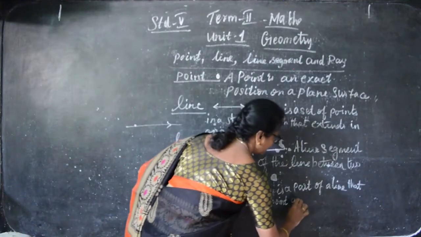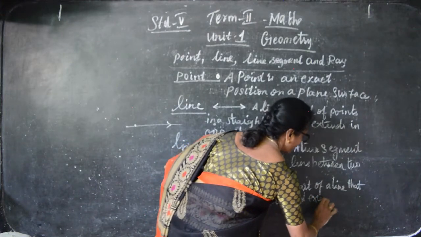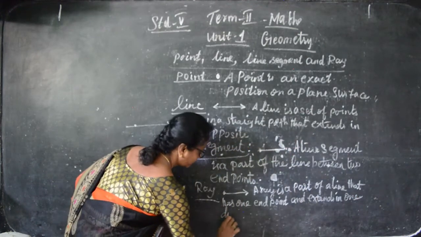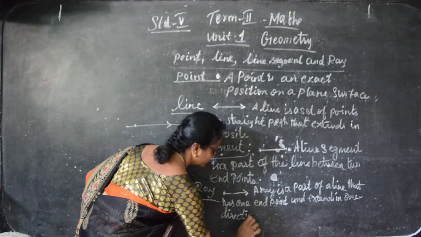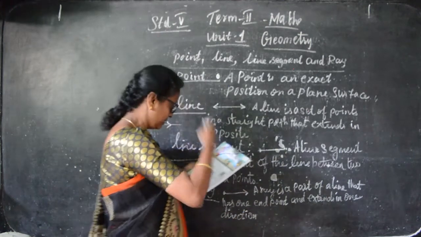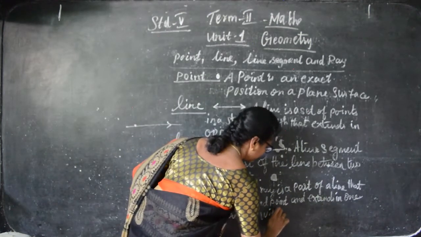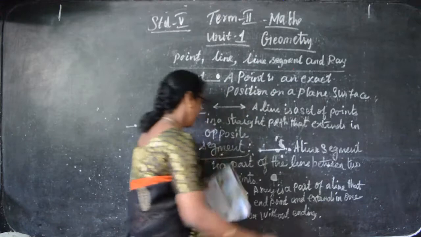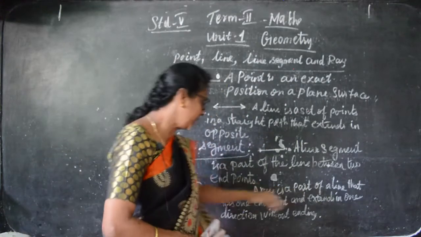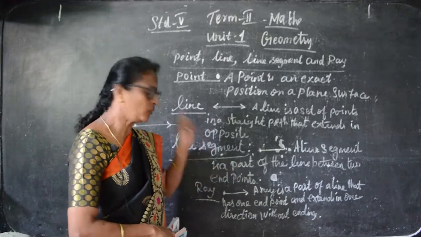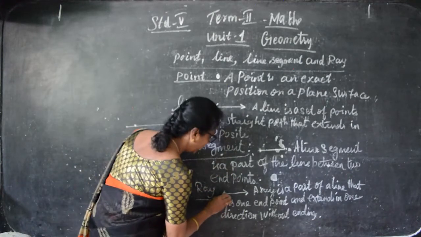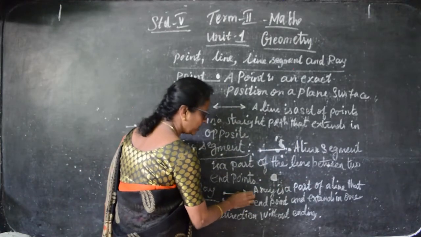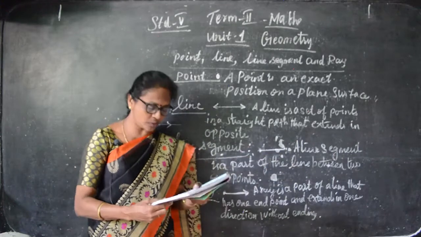And extends in one direction without ending. So, a ray is a part of the line. A ray is also a part of the line that has only one endpoint, right? It will have one endpoint and extends in one direction without ending, it will go on continuing.